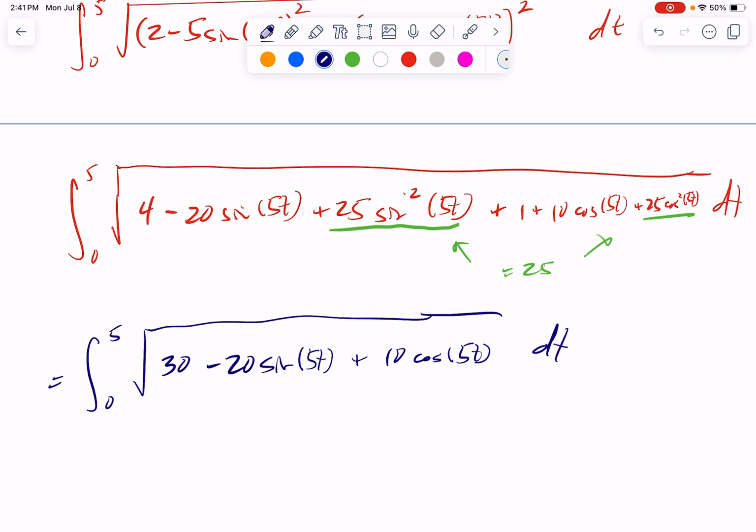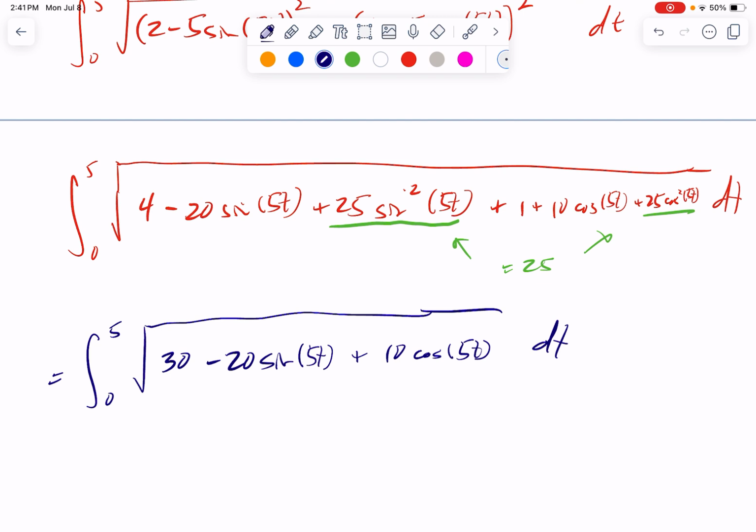So the square root of 30 minus 20 sine of 5t plus 10 cosine 5t. Let me just double check that I have typed this in correctly. Obviously you can't see. And I put that in. And, oh, I'm getting a warning message, but this is coming out to approximately 26.253.